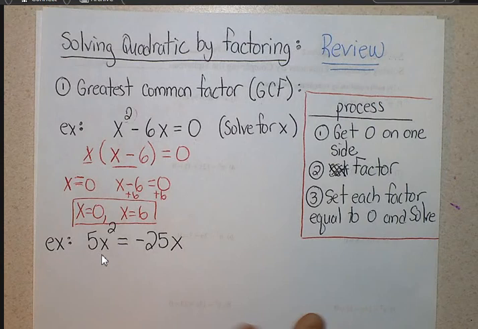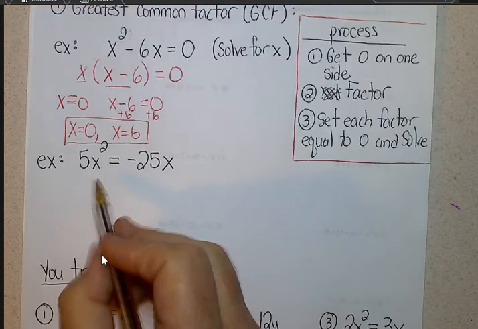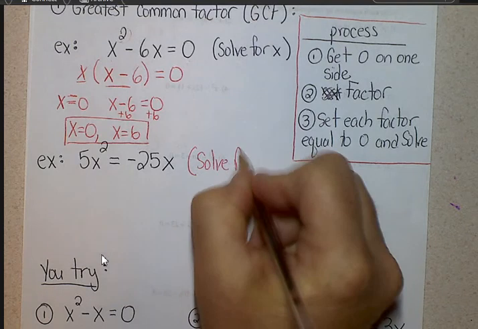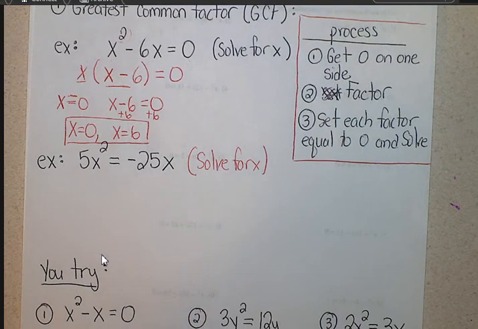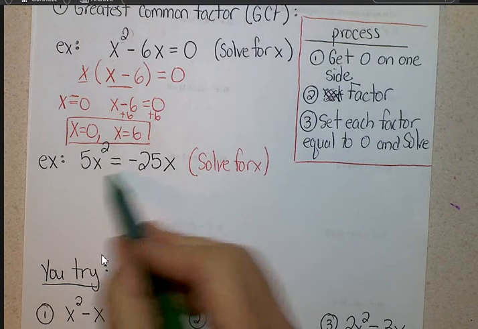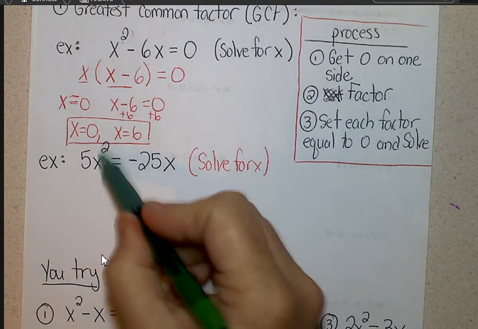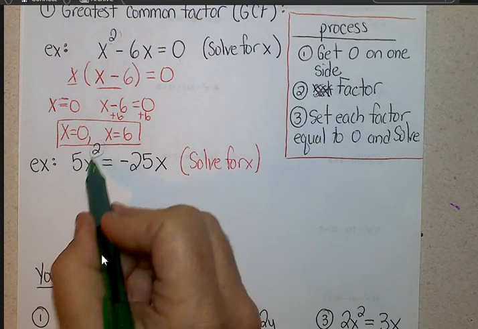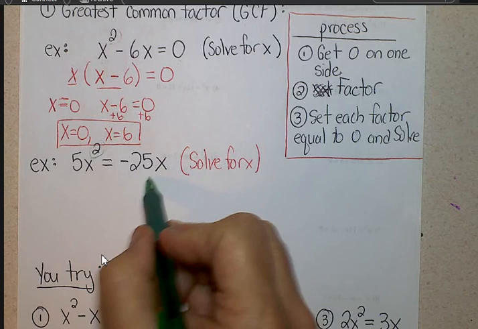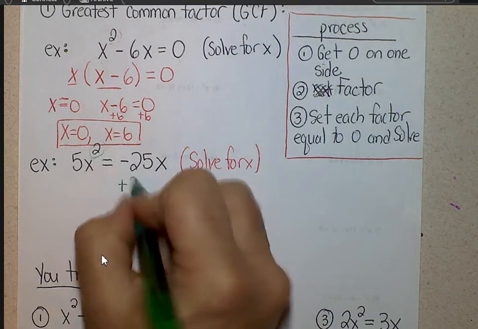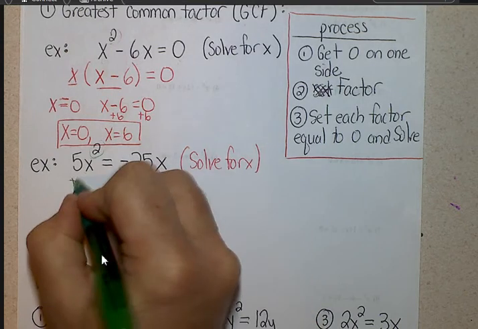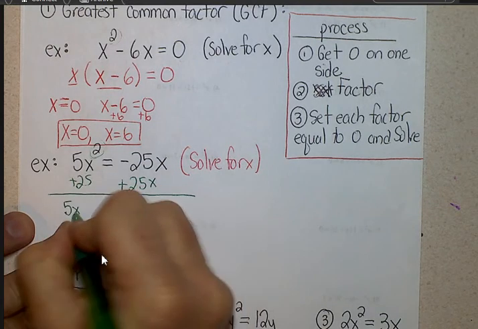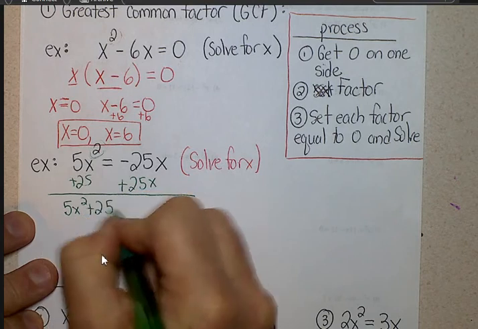Next example. All right, we have 5x squared minus 25x. Directions are going to be solve for x. So if I want to solve this guy for x, again, you see an x squared. So if you see an x squared, we're going to get 0 on one side. If the x squared term is positive, leave it alone and bring everything else over to it. So I'm going to add 25x to both sides. When I do that, I'm going to get 5x squared plus 25x is equal to 0.